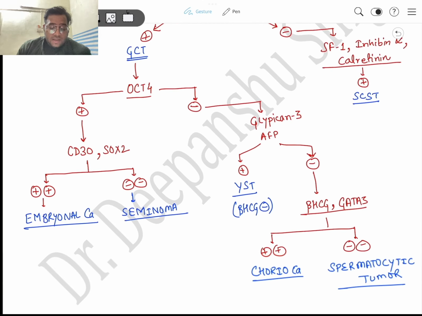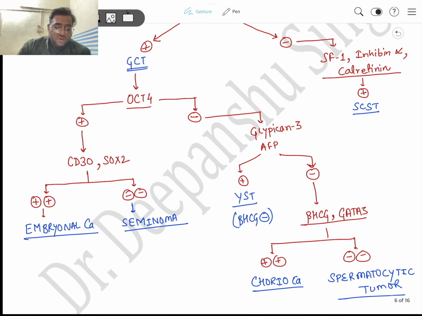Next, if you are confirmed by SALL4 that it is a germ cell tumor, then you look for OCT4. If OCT4 is positive, then you look for CD30 and SOX2. If both are positive, it is an embryonal carcinoma, a variety of germ cell tumor. If both are negative, it is a seminoma, a variety of germ cell tumor.